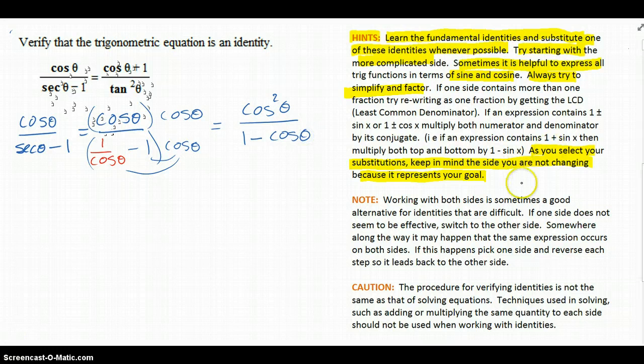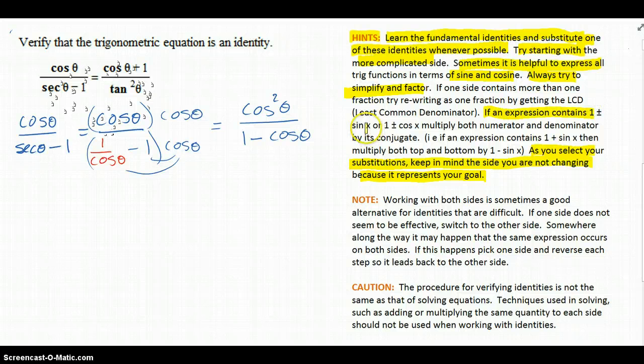Let's remember our goal again, which is to get to the right-hand side. It doesn't look like we're anywhere near it. So let's keep on going with our hints. If one side contains more than one fraction, try rewriting it as one fraction by getting the LCD. Well, since it doesn't have more than one fraction, I'm going to skip that for this problem. But if ever that happens, that's a great hint. And then we're going to do this one.